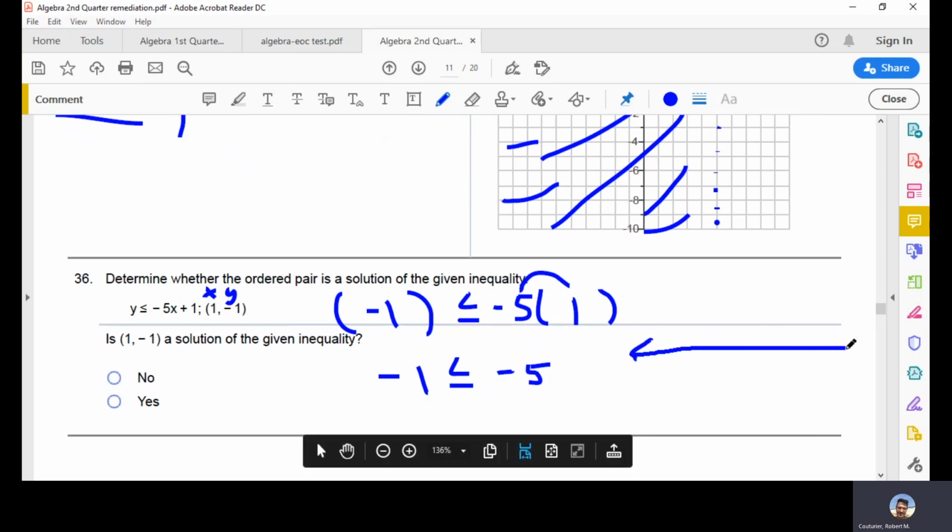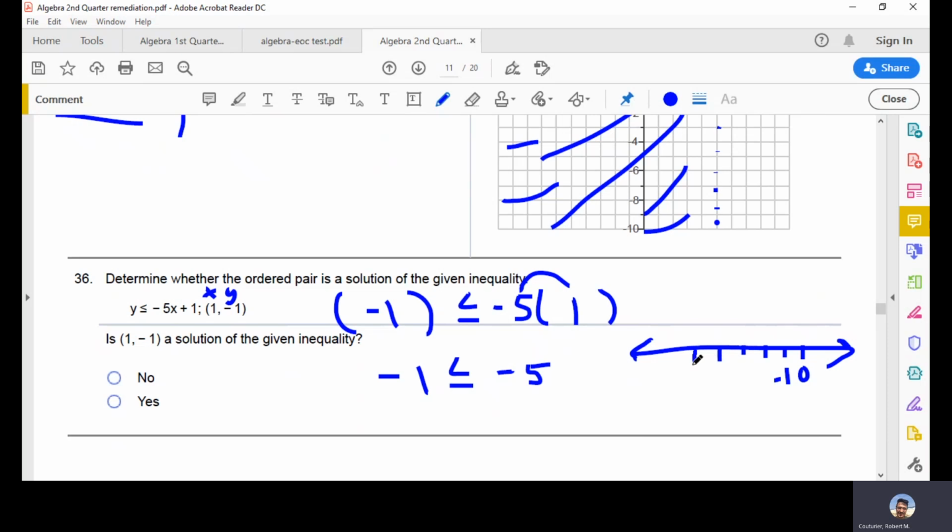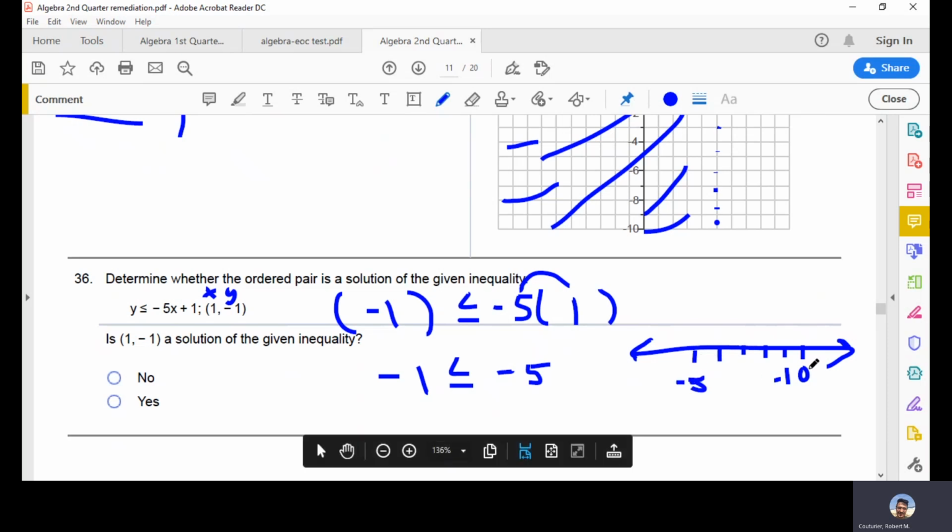How would this appear on a number line? So we have 0 over here, then we have negative 1, then negative 2, 3, 4, and 5. Is negative 1 less than or equal to negative 5? No, that is not true. So because this is not true, the point 1 comma negative 1 is not part of the solution.